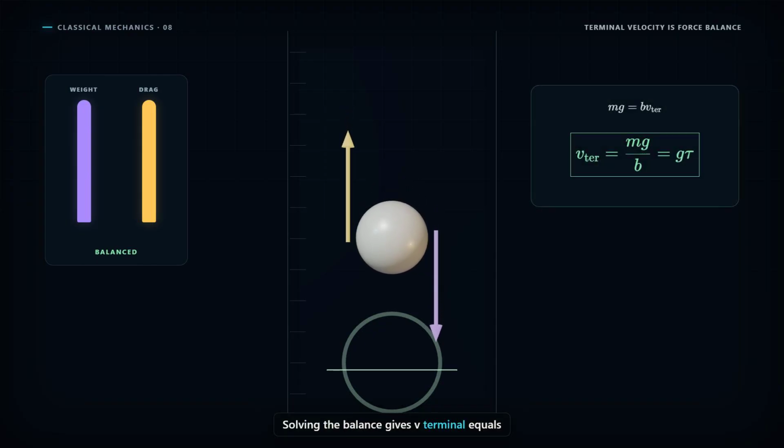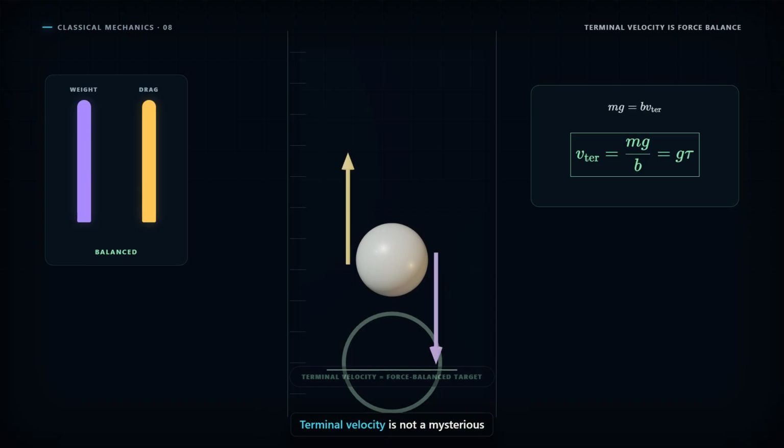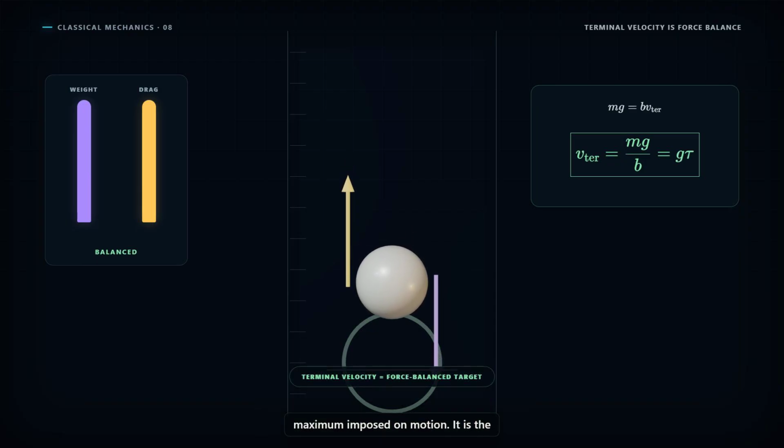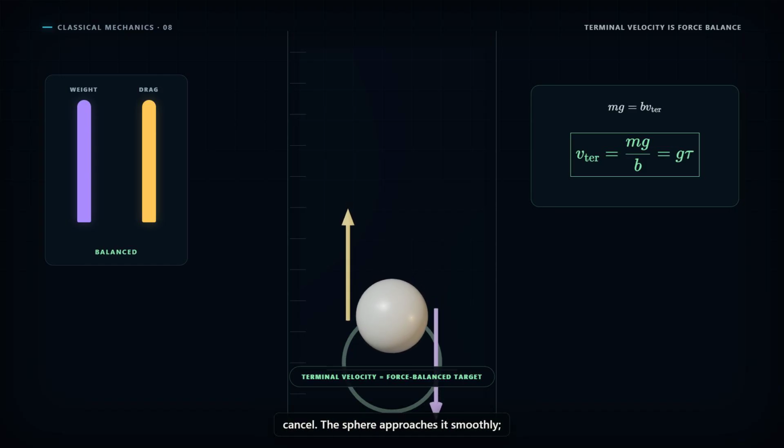Solving the balance gives v terminal equals mg over b, which is also g tau. Terminal velocity is not a mysterious maximum imposed on motion. It is the velocity at which the constant force of gravity and the speed-dependent drag cancel. The sphere approaches it smoothly. In the ideal exponential model, it does not need to arrive at it at one special finite instant.